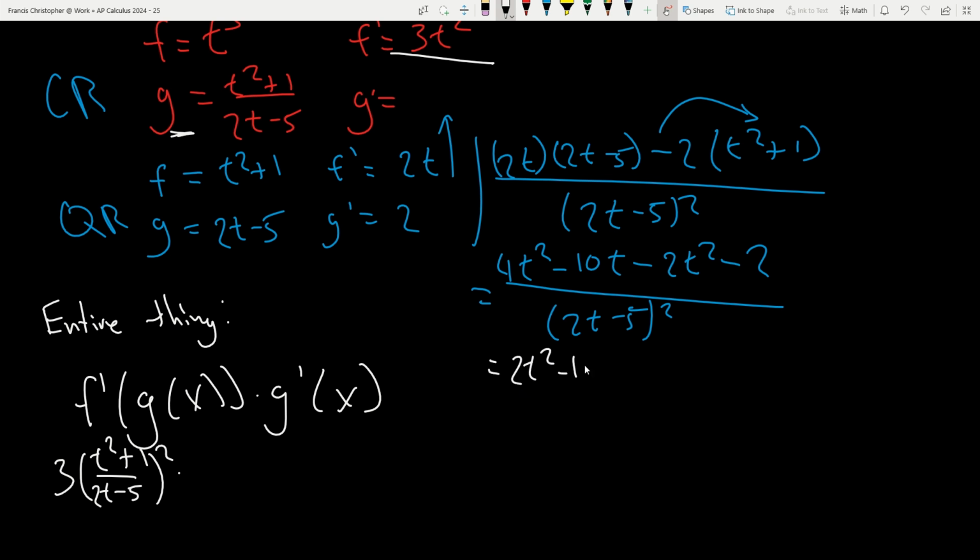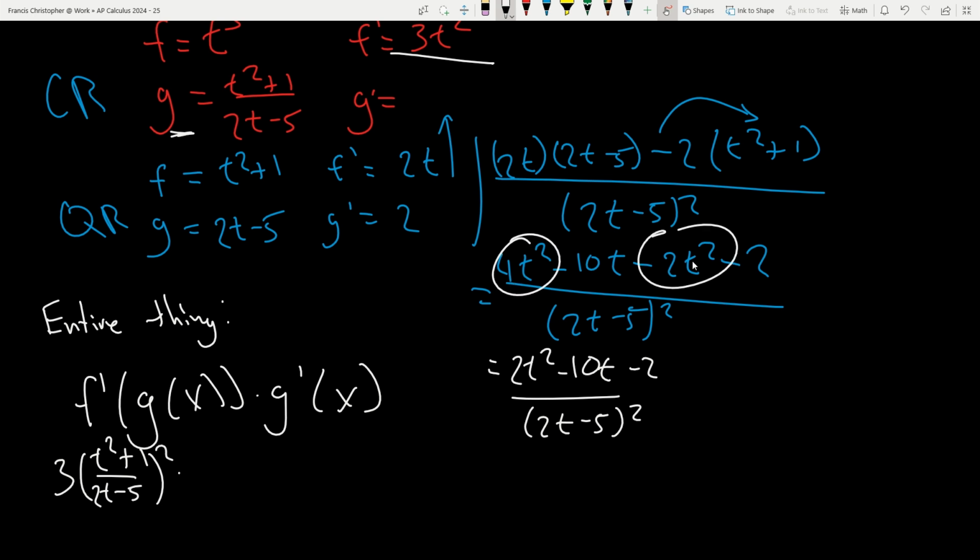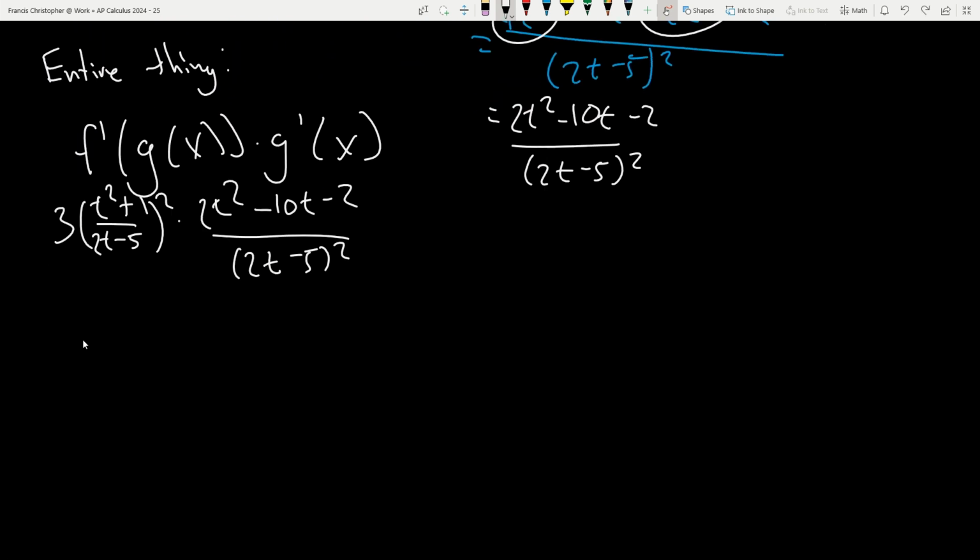2t squared minus 10t minus 2 over 2t minus 5 squared. What I did was I combined the like terms of 4 and negative 2t squared. So 4 minus 2 is 2, times t squared is 2t squared, times this thing, 2t squared minus 10t minus 2 over 2t minus 5 squared. Yeah, so it's a bit messy.